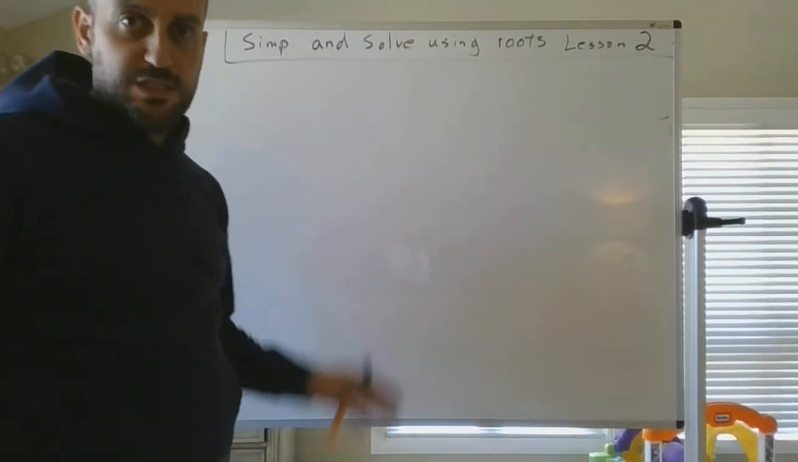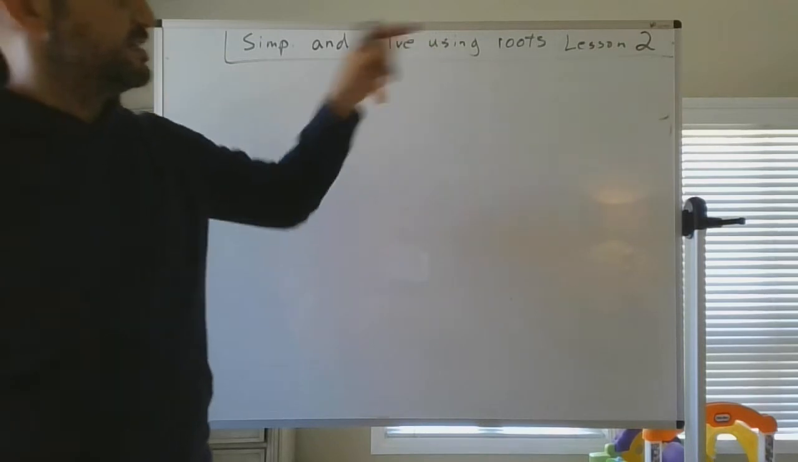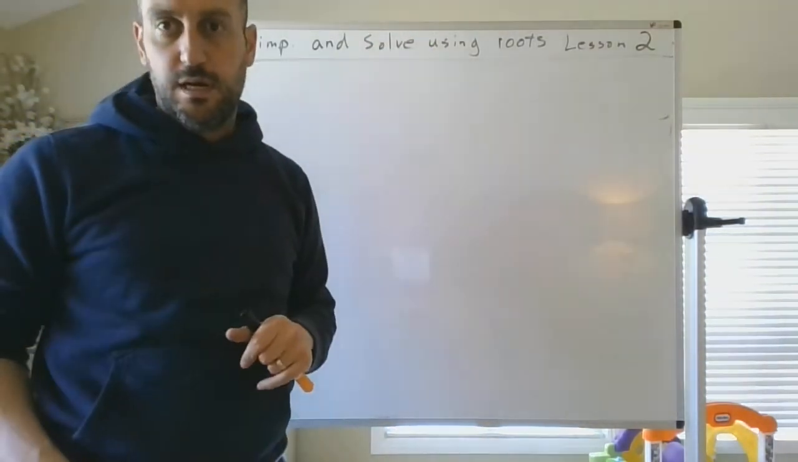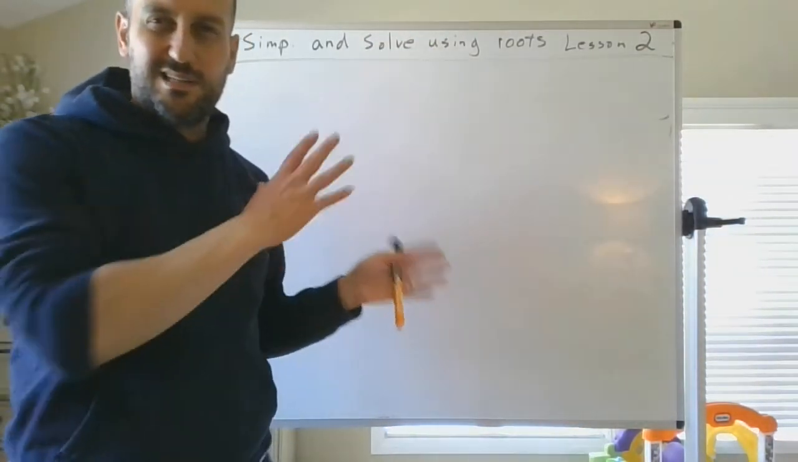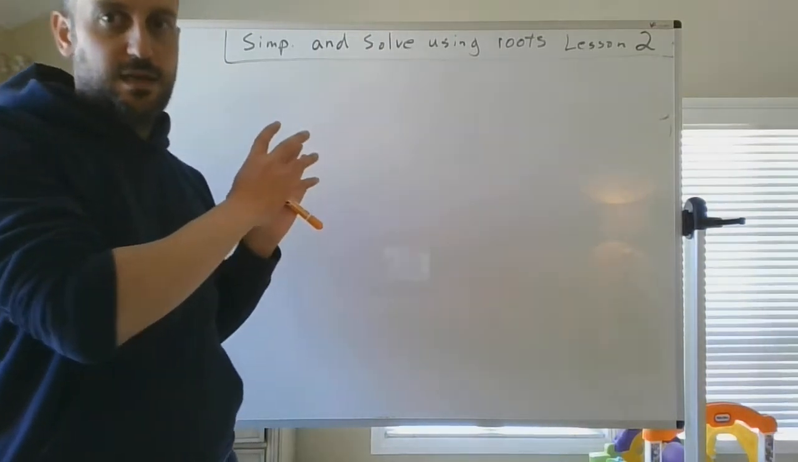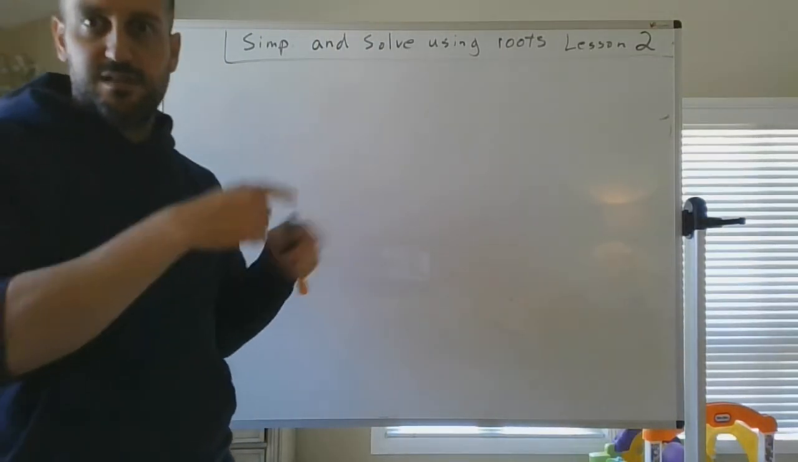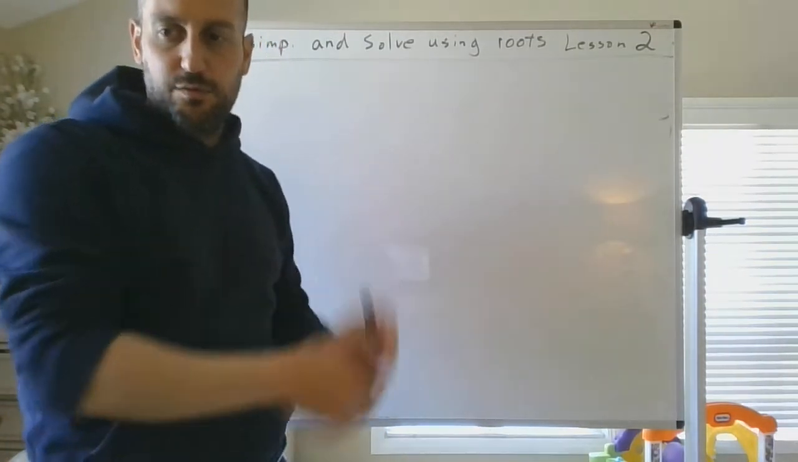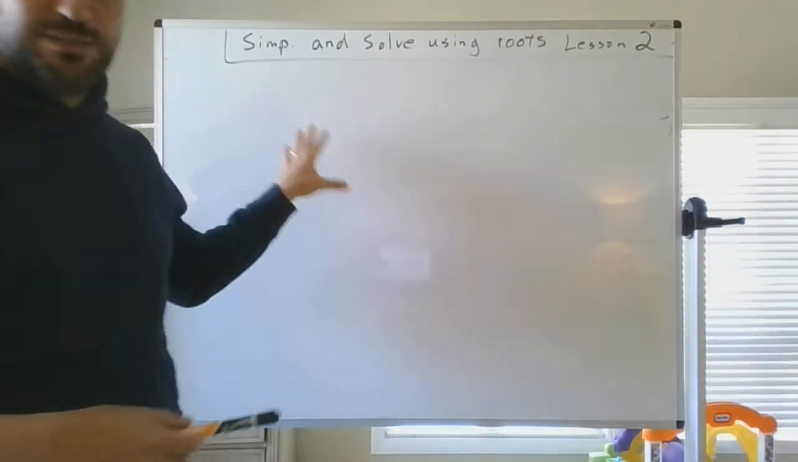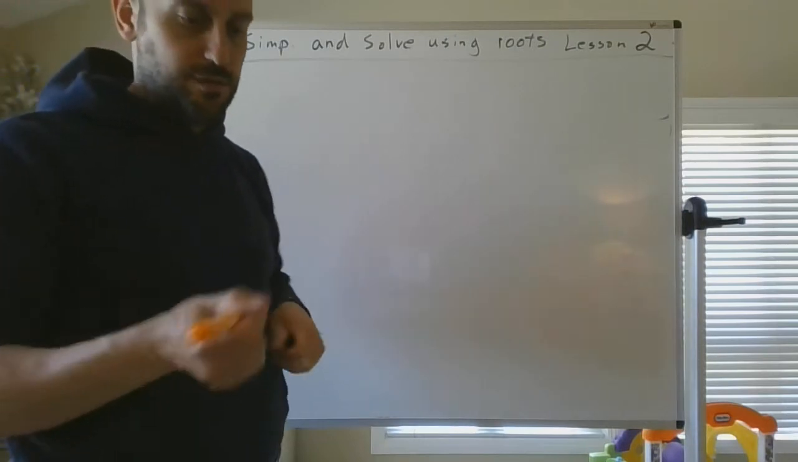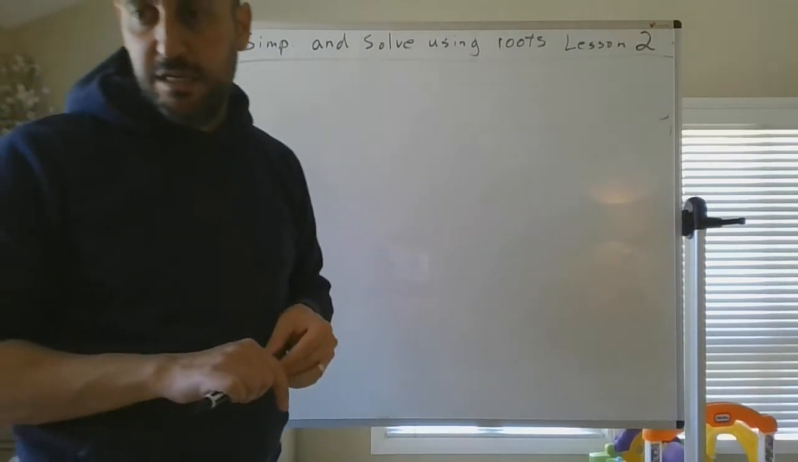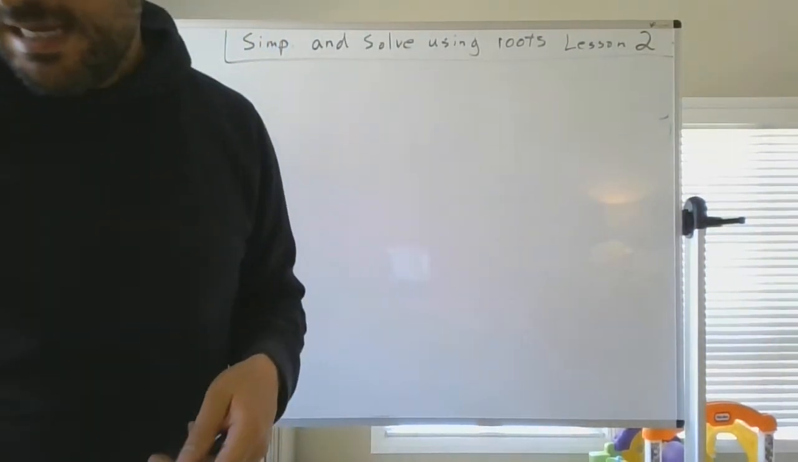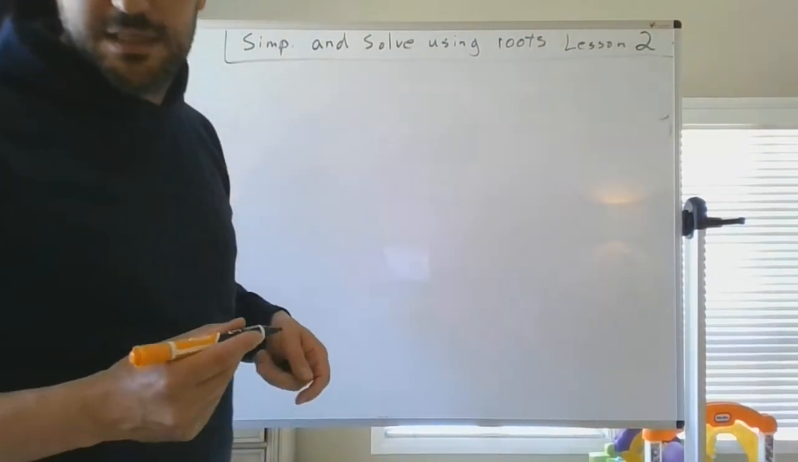Hello again, guys. This is part two of simplifying solving using roots. In part one, we talked about how we translate parent function graphs based off the vertex and inflection point, how that shifts the graph over. And then I went a little bit about simplifying cube roots. I want to continue with that, except now I want to give you a problem like this.